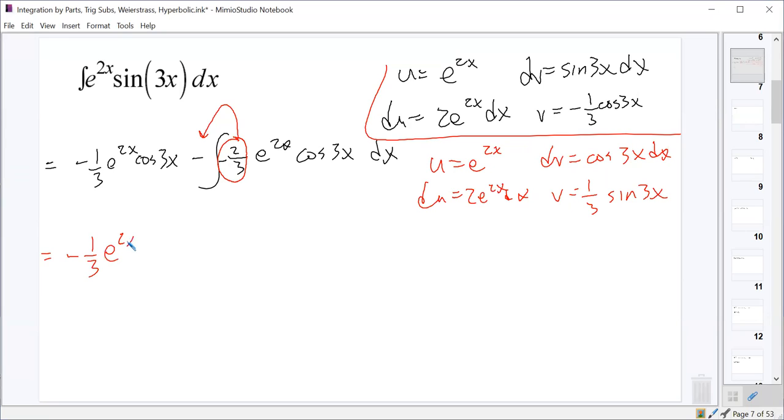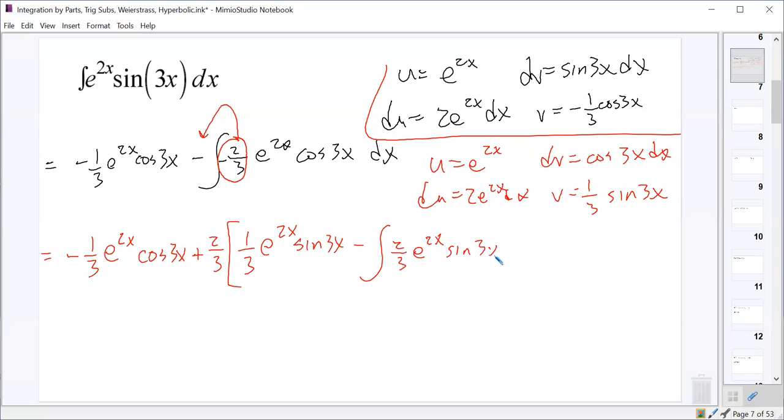All right. So now we have negative 1/3 e to the 2x cosine 3x, and we pulled that minus 2/3 out, so this is plus 2/3 times our new u times v, which is 1/3 e to the 2x sine 3x, and then minus our integral of v du, which is minus 2/3 e to the 2x sine 3x dx. Good? Or no?